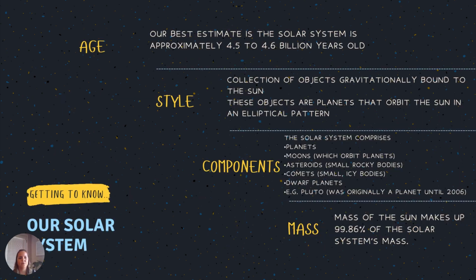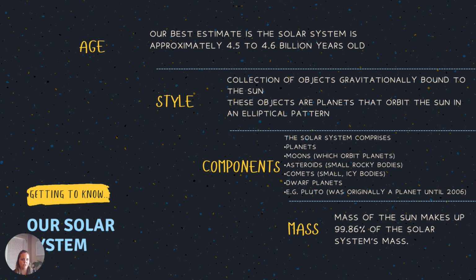All right, so the age of our solar system is around the same age as Earth, which is 4.5 to 4.6 billion years old. That's our best estimate. No, it's not. Hold on. I'm so sorry. It is. I was thinking of our galaxy. Our galaxy is 13 billion years old, but our solar system is the same age as our Earth because it all formed around the same time, more or less.